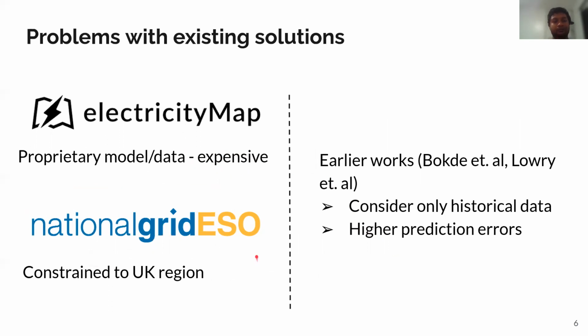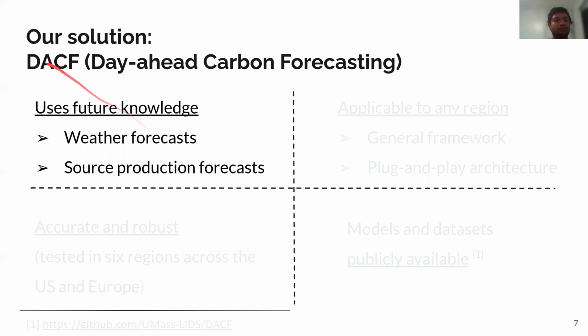National Grid ESO provides free carbon intensity APIs. However, they're only constrained to the UK region. Other earlier works consider only historical data while predicting carbon intensity and ignore important factors like weather forecasts. Consequently, they have higher prediction errors. To overcome all these challenges, we present our solution, DACF, which is a system for day-ahead carbon intensity forecasting.